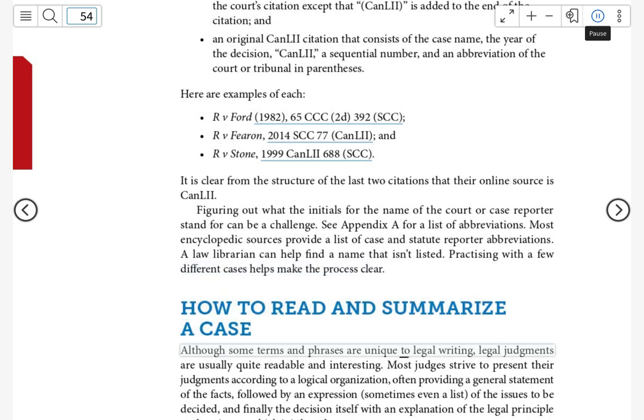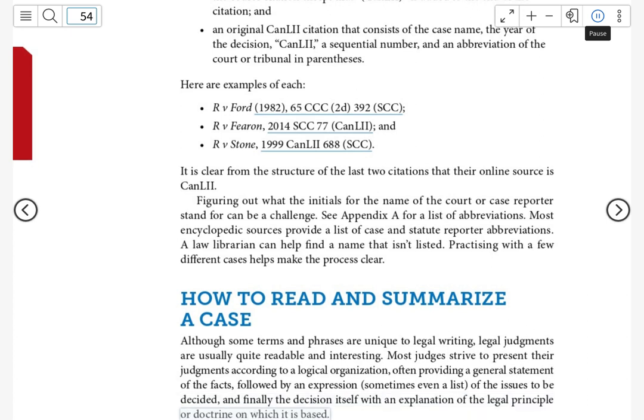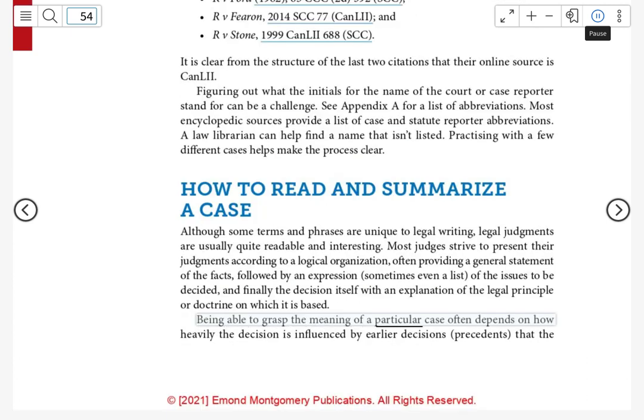Although some terms and phrases are unique to legal writing, legal judgments are usually quite readable and interesting. Most judges strive to present their judgments according to a logical organization, often providing a general statement of the facts, followed by an expression, sometimes even a list, of the issues to be decided, and finally the decision itself with an explanation of the legal principle or doctrine on which it is based. Being able to grasp the meaning of a particular case often depends on how heavily the decision is influenced by earlier decisions, or precedents.